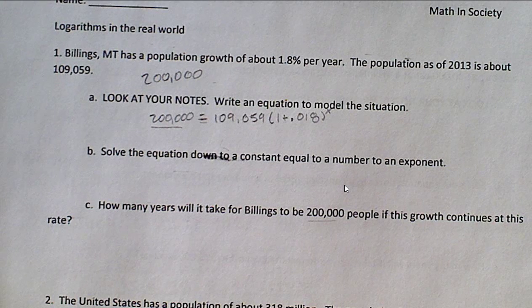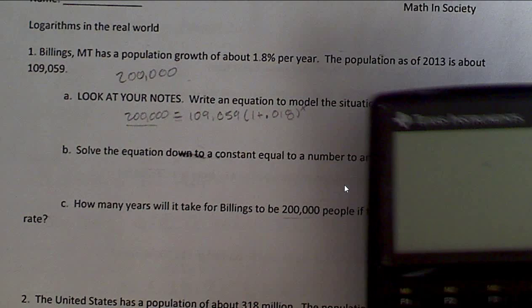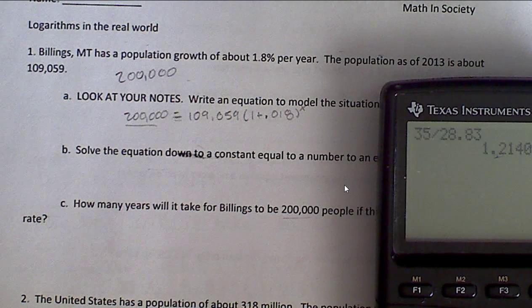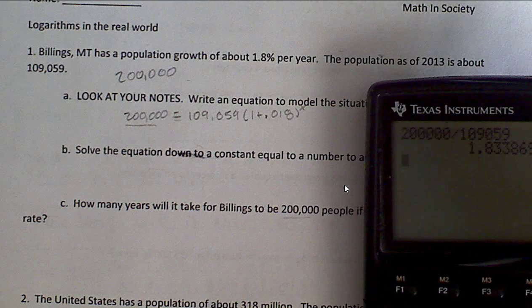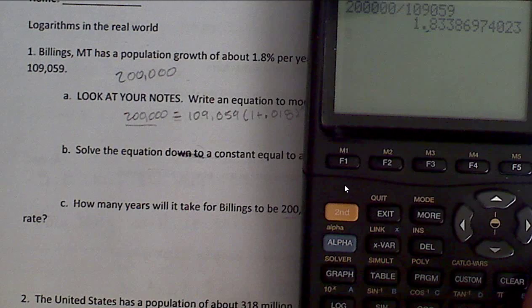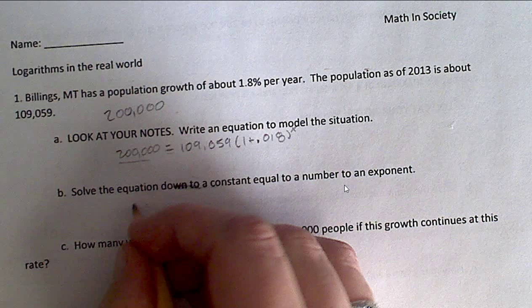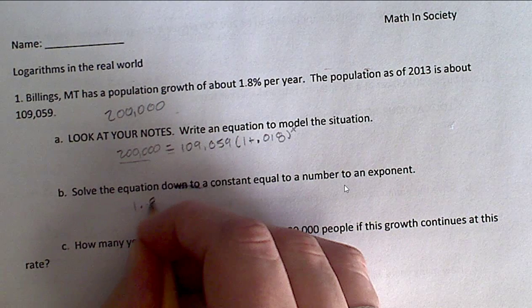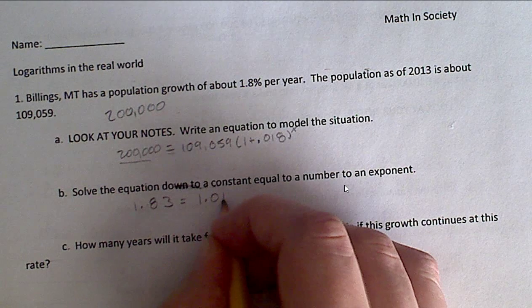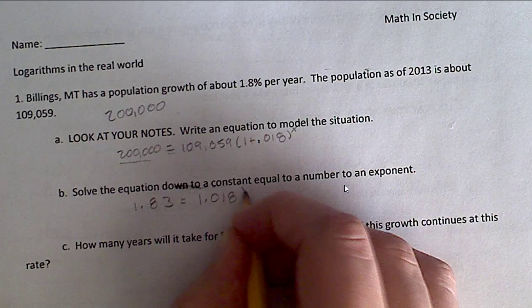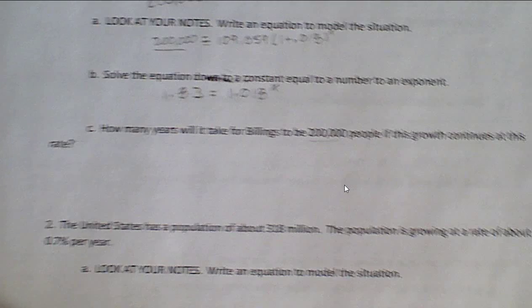Solving it down to a constant and an exponent, a constant equal to a number to an exponent, you would do 200,000 divided by 109,059. To two decimal places, that would be 1.83 equal to 1.018 to the x power. And then the littlest one goes first, right? Isn't that what you said?